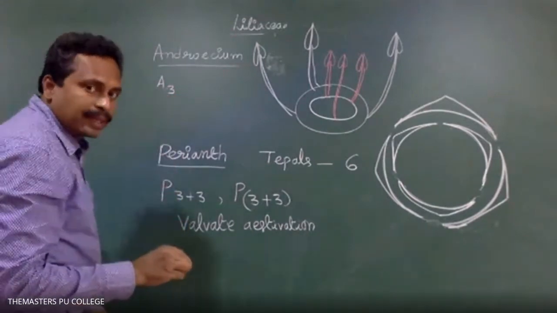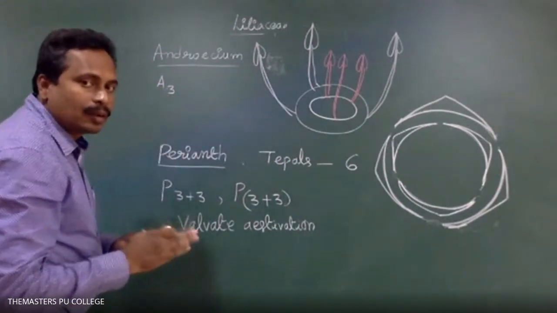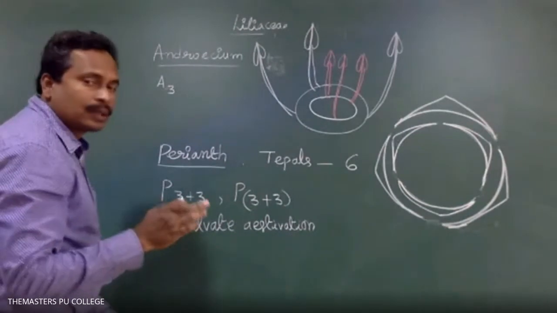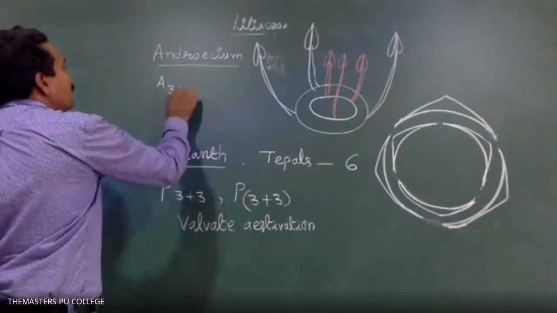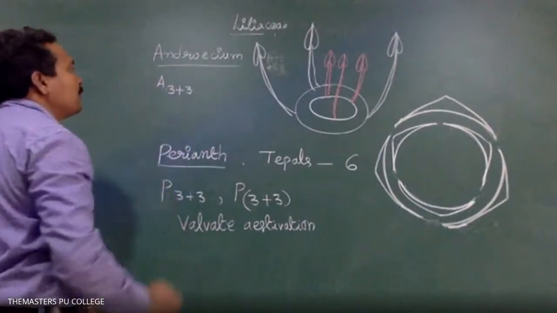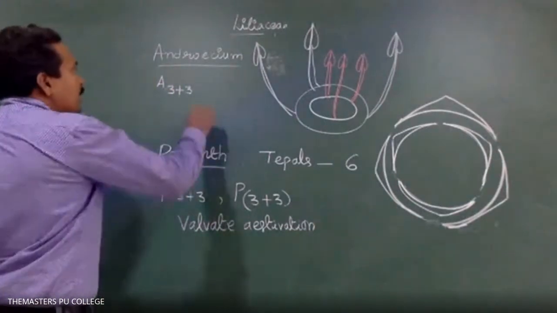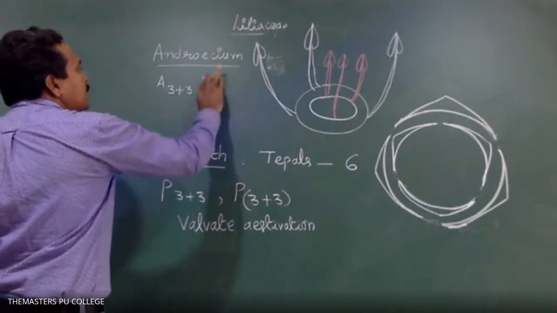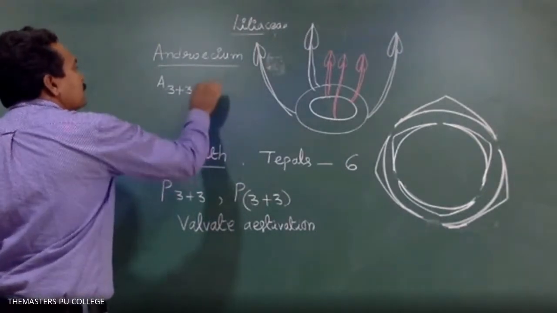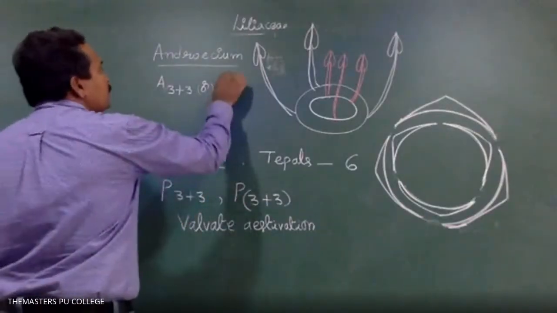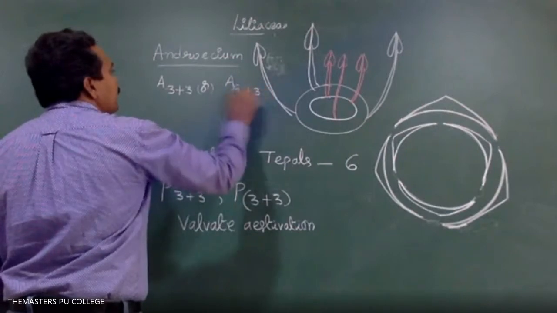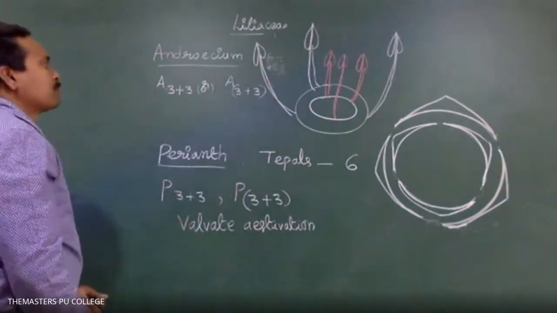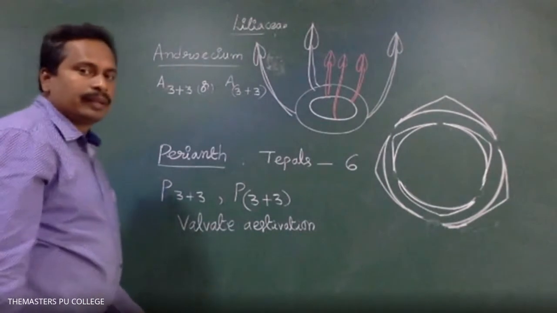In some plant species, the stamens are free, A 3 plus 3. In some plant species, the stamens are fused, A 3 plus 3 within the bracket.